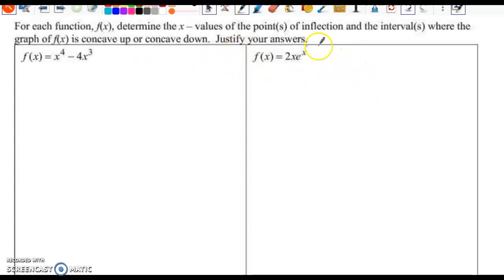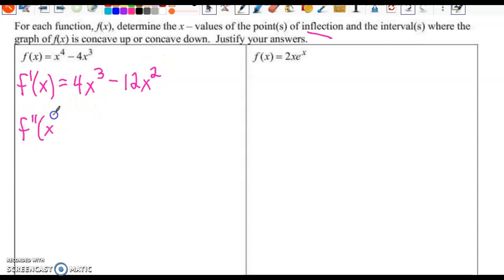Okay, so continuing on 4.6, we're going to find the points of inflection and the intervals for which we're concave up and concave down. So whenever we're asked to do this, we need to make sure we get the second derivative, which is just the derivative of the derivative. So we're looking at 12x squared minus 24x.